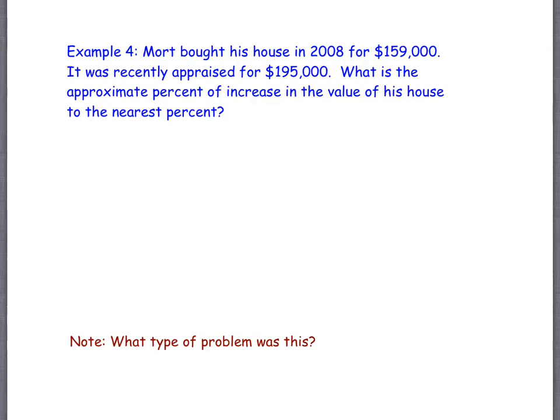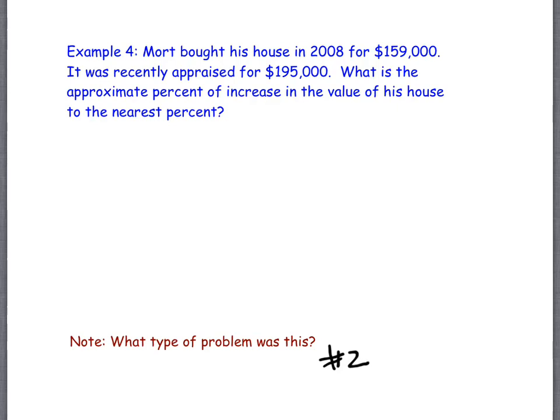Mort bought his house in 2008 for $159,000. It was recently appraised for $195,000. That's good, right? Yeah, good job, Mort. What is the approximate percent of increase in the value of his house? So, first of all, let's just answer the question at the bottom. Which type of problem is this? Which is it? Number 2.